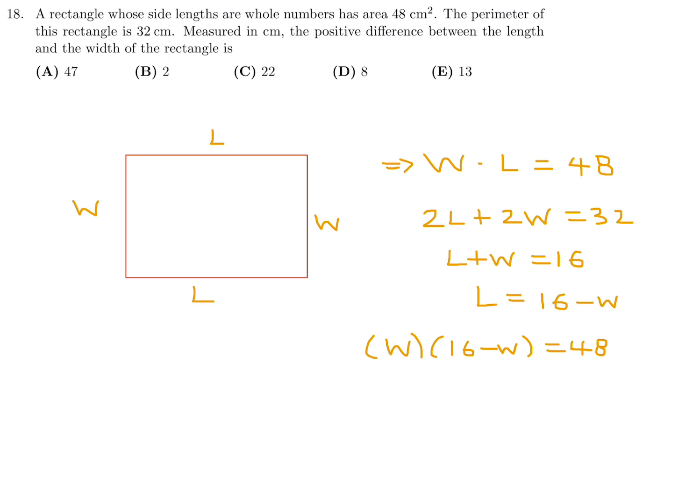Two numbers that multiply together to get 48. 12 and 4 would work, right? You can easily do that by inspection. Even if you couldn't, you can multiply it out and do a quadratic. That's fine. But this is grade 8, so I'm assuming they're kind of making it easy for you, that inspection should be sufficient. So that means W is 4, and then L is going to be 16 minus W, which is going to be 12. So what do they want? The positive difference, so they want L minus W, so that's going to be 12 minus 4, which is 8. And therefore 18, the answer is D.